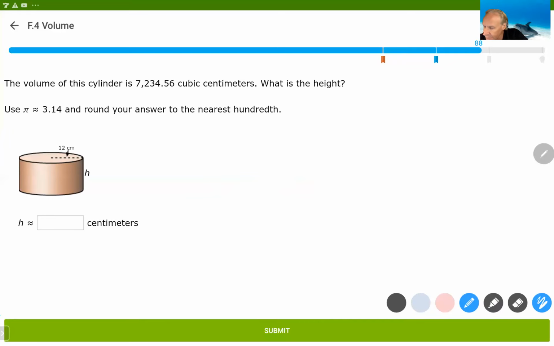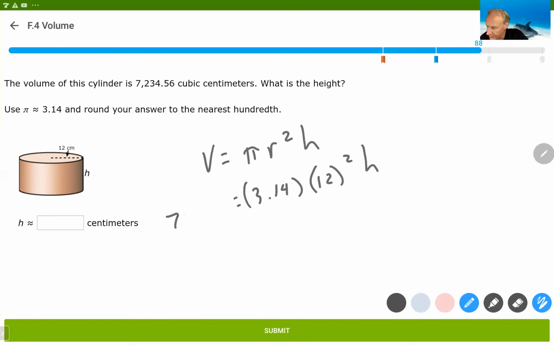All right, what is the height? Looks like we have a volume is equal to pi r squared H. In this case, approximately 3.14. The radius is 12. And it's 7234.56, man. A lot of writing there.